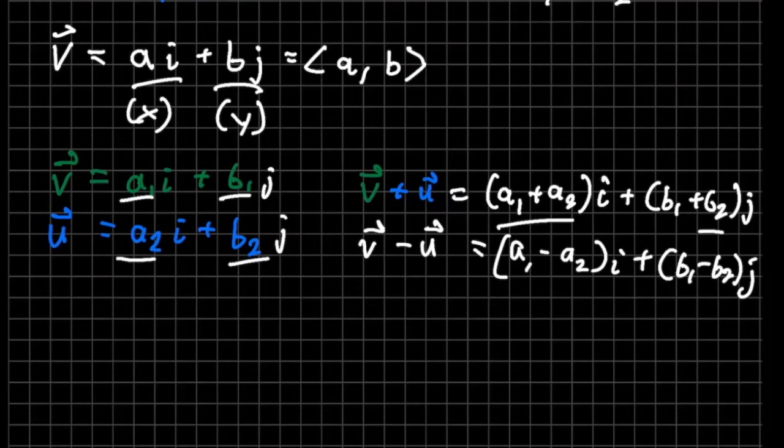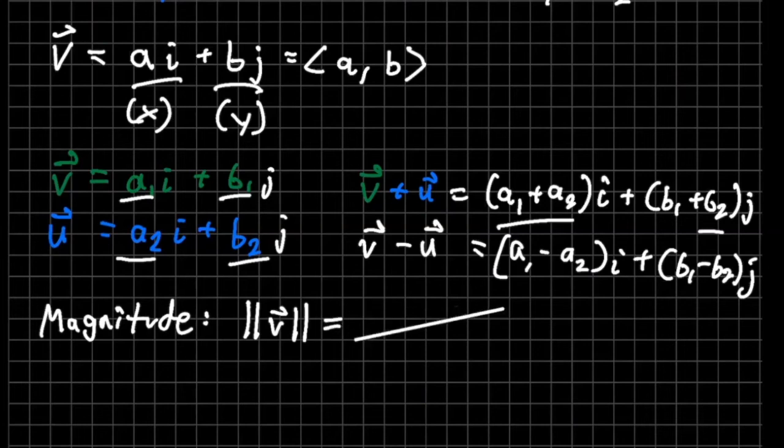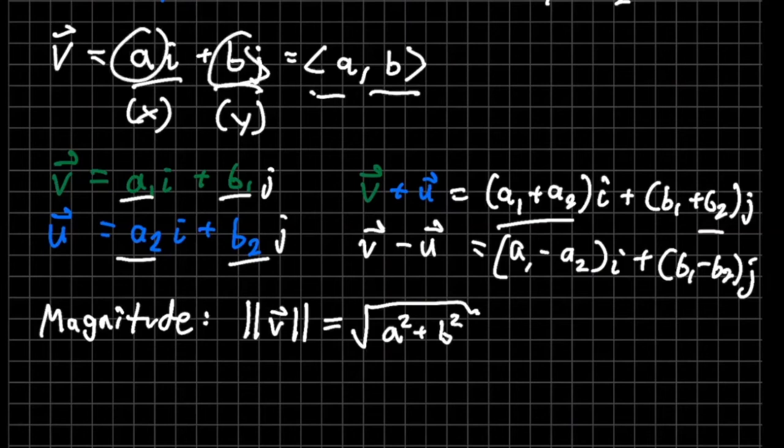The magnitude of a vector can be written with two absolute value bars, or vertical bars, around our vector v. We can find the magnitude of the vector by taking the square root of a squared plus b squared. So kind of similar to our distance formula. And again, a and b are the two components for our vector v.